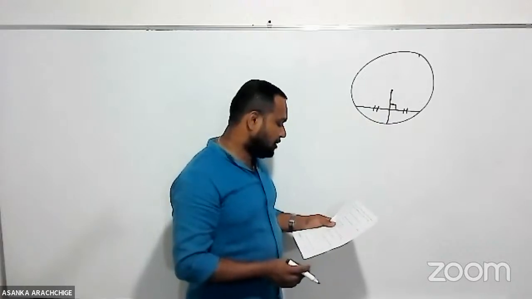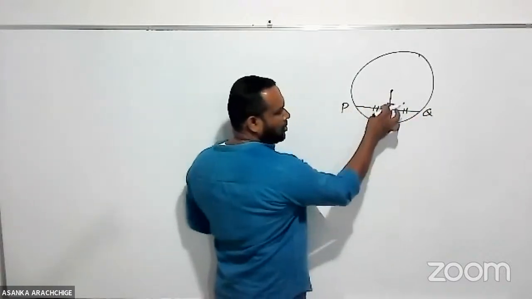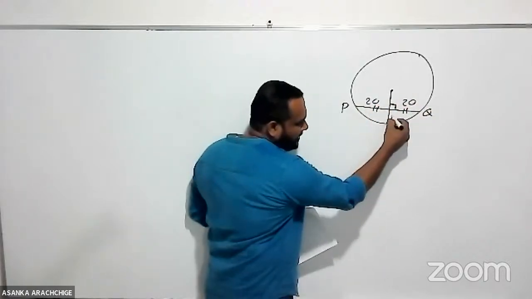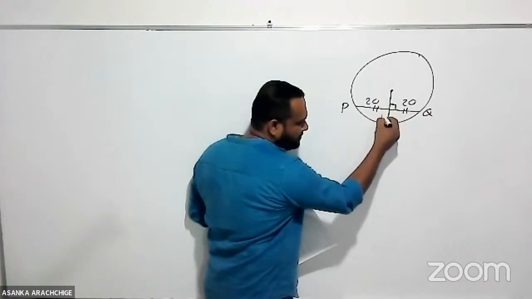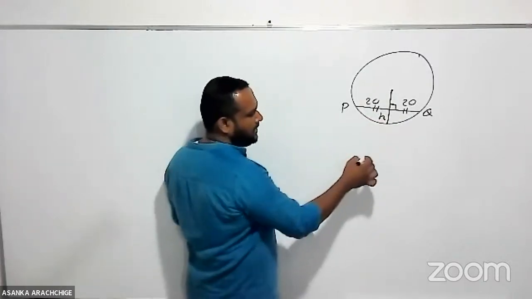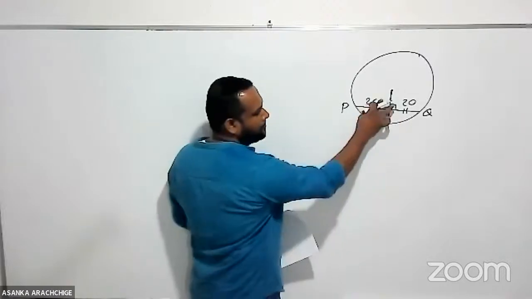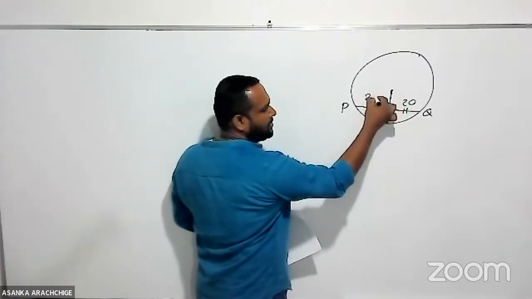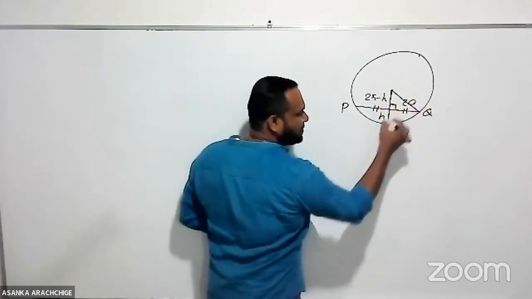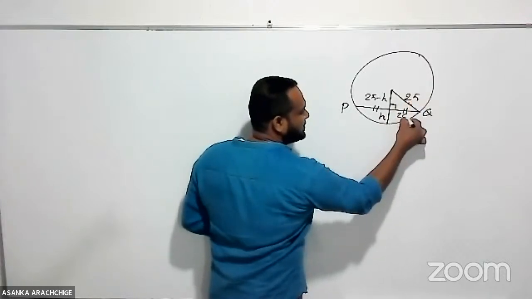Find the maximum height of the water level if PQ is 40. If PQ is 40, then each part must be 20. This is the height of the water level, that is H. If this is the radius, 25, and this is H, then this length is 25 minus H. This is also a radius, so this is 25 and this is 20.